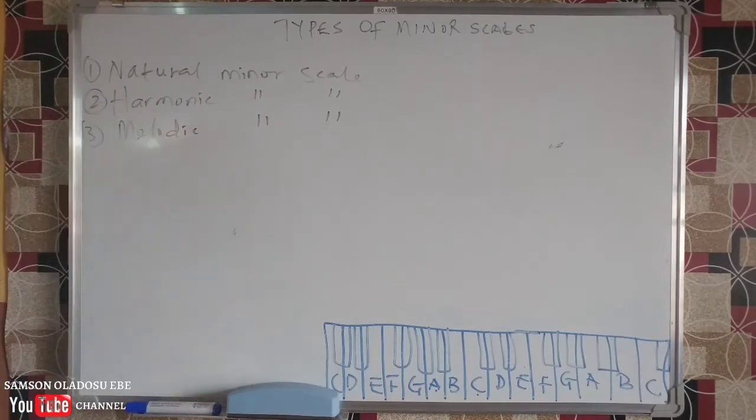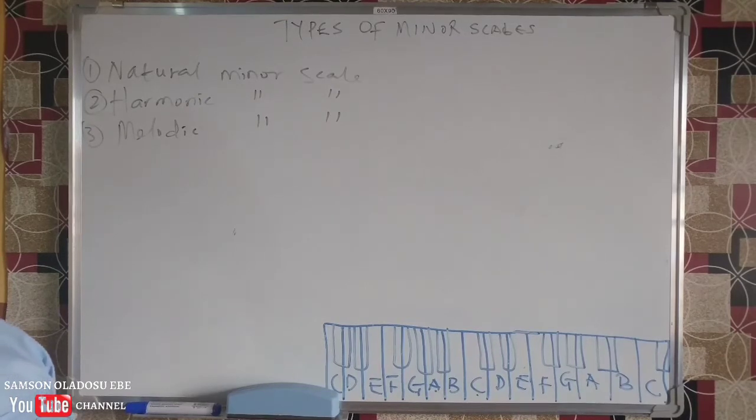Now, harmonic minor scale. The harmonic minor scale, of course, because there is minor there, also begins from the 6th degree of their major relative. Just that the 7th degree of the scale here in the harmonic minor scale is raised by a semitone while ascending, and it remains raised while it is descending.